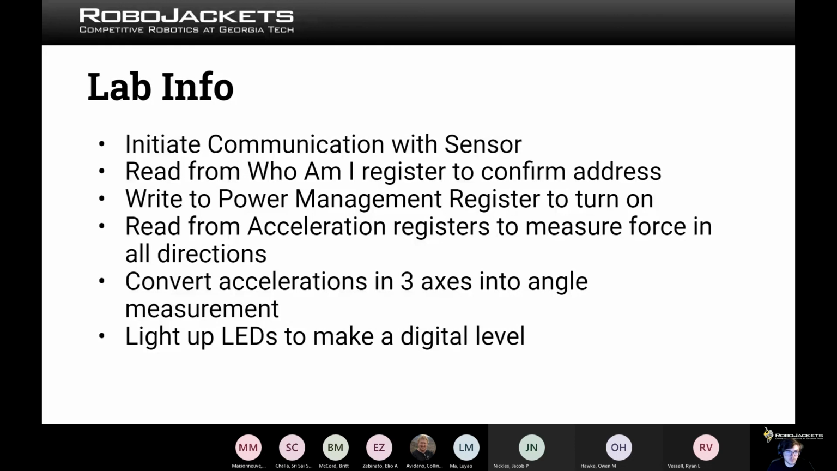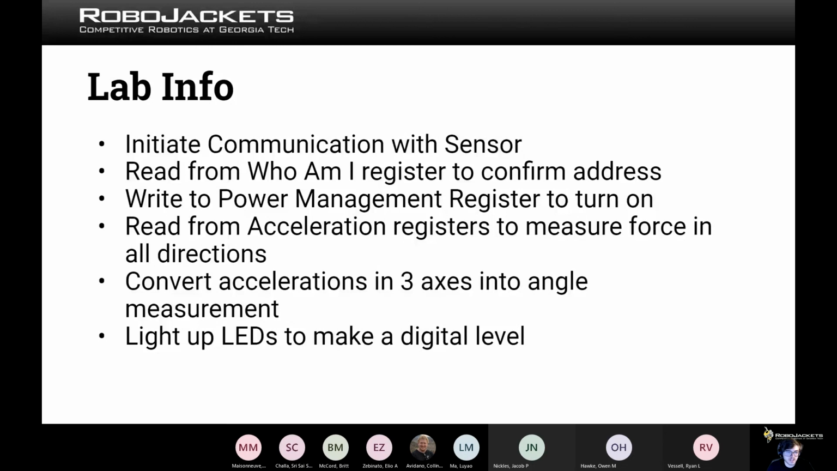So we will read from the Who Am I register to confirm it's correct, and then we'll write to the power management register. The specific chip is used in phones and other things, or has been. And power management is important, so they have a specific register to actually turn it on. And then we'll read from the acceleration registers to measure the force in the directions. We'll extrapolate out gravity. And then we'll convert those accelerations into angle measurements.